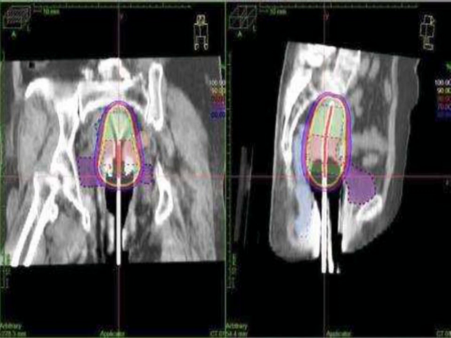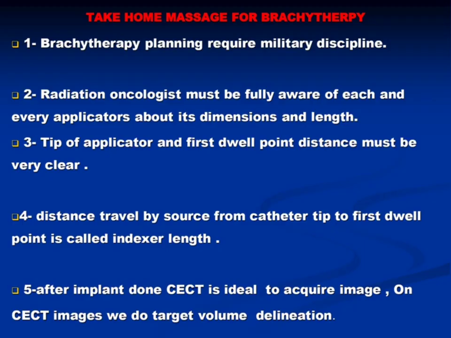The fifth point is that after the implantation is done, the CT scan is ideal to acquire the image, and then do the treatment volume delineation and treatment planning. This way we go through brachytherapy.